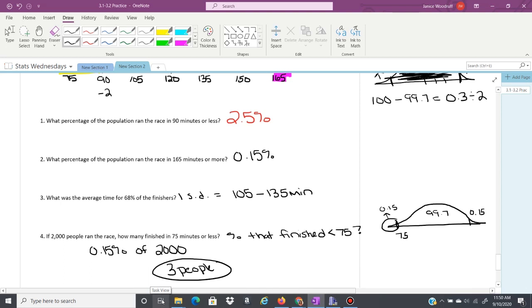All right, and that's the end of the practice problem. Does anybody have any questions about this?